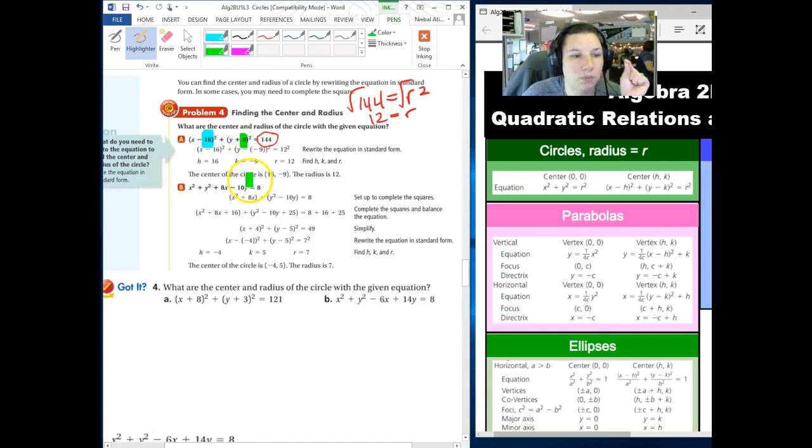Just be careful again with the negatives, because the negative had to be included in the formula. So for them to end up with x minus 16, that means that h was originally a positive 16. And for this to become y plus 9, it means that it was a y minus a negative 9. Okay, so just be careful with your signs. Don't say it's 16 and 9 or negative 16 and 9. Make sure that you think about where those signs came from.